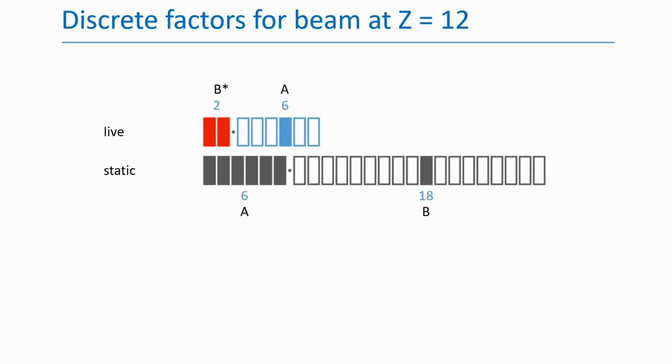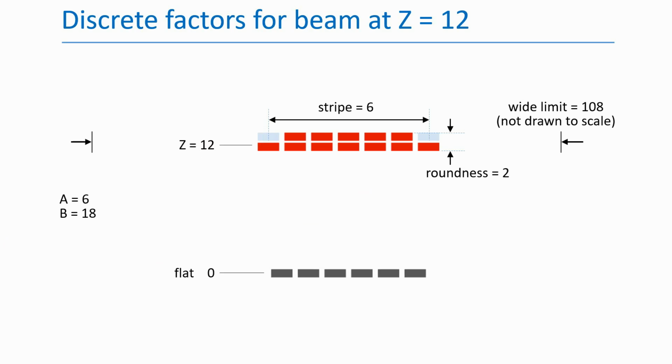The first step is to calculate the live at z equal to 12. We won't go through the details, but the result looks like this when it's drawn with a linear scale. We tabulate the source target grid, and eventually we find that the screen pattern stripe is 6 patches wide, the wide limit is 108 patches wide, and the roundness is 2. This was the result using discrete factors.